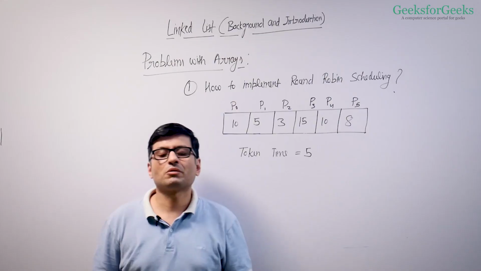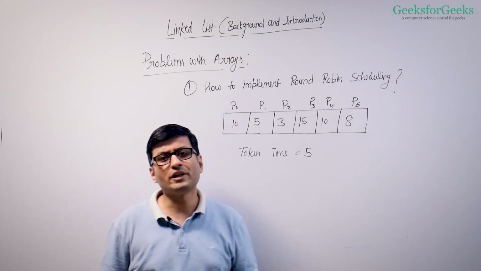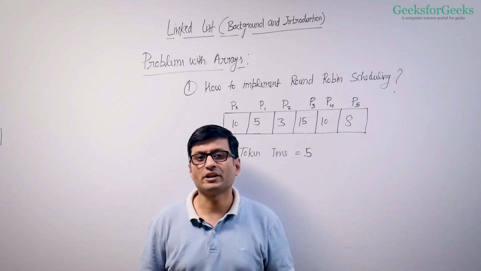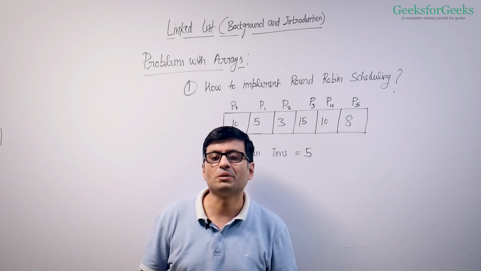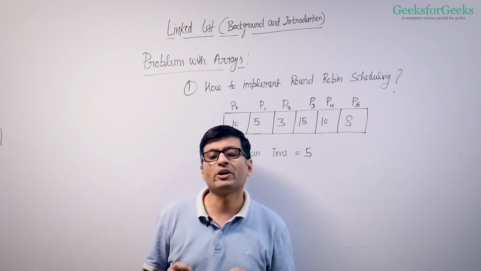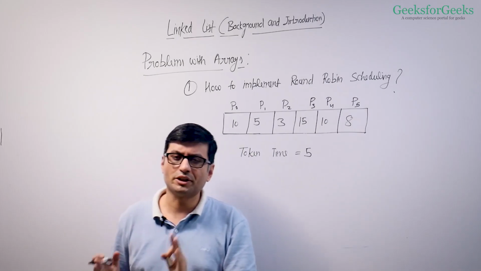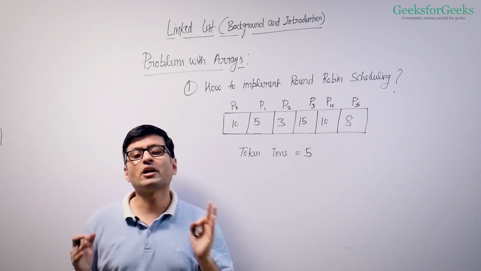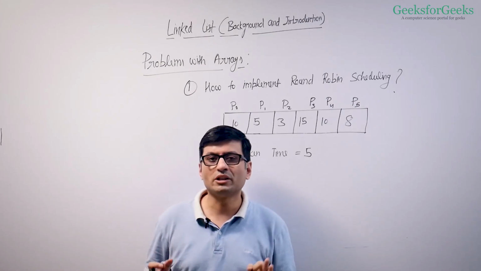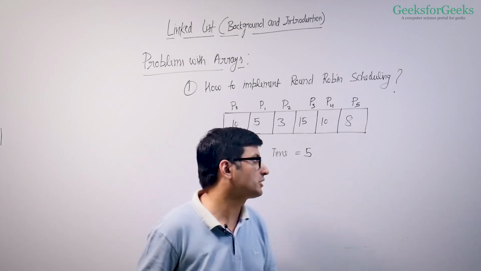Let us talk about the first problem, which is difficult to implement using arrays, and it's very easy to implement using linked list. In particular, a variation of linked list called circular linked list. We'll talk about this variation in the upcoming video. Here, the purpose is only to explain the problems with array implementations.